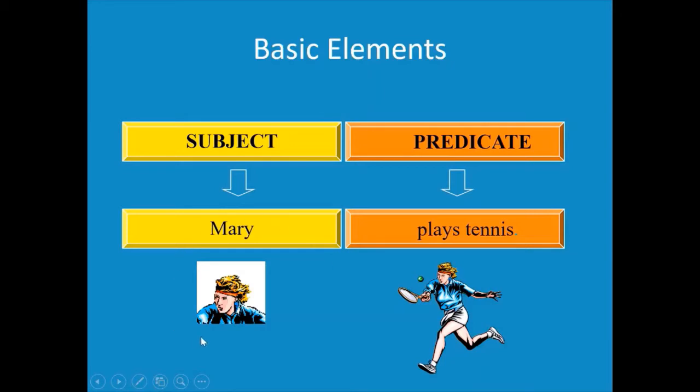Mary, it's the subject. As we talked about yesterday, subject is always the person or the thing which is doing the action in that sentence. And then predicate. Predicate here means the verb, the action verb or action verb phrase. All right.